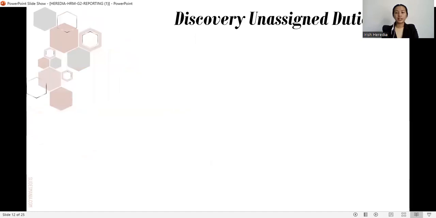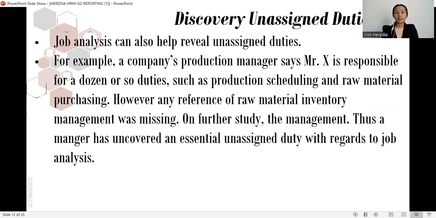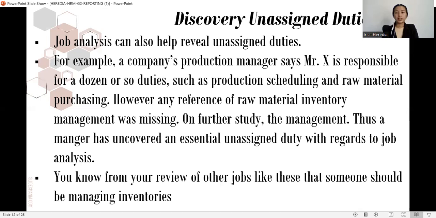Next is discovery and assigned duties. What does it mean? Job analysis can also help to reveal and assign duties. In what way? For example, a company's production manager says, Mr. X is responsible for a dozen or so duties, such as production scheduling and raw material purchasing. However, any reference to raw material inventory management was missing. On further study, the management uncovered an essential unassigned duty with regards to job analysis. You know from your review of other jobs like this that someone should be managing inventories, and at that specific time you can appoint someone or you can hire someone who is capable of the job.